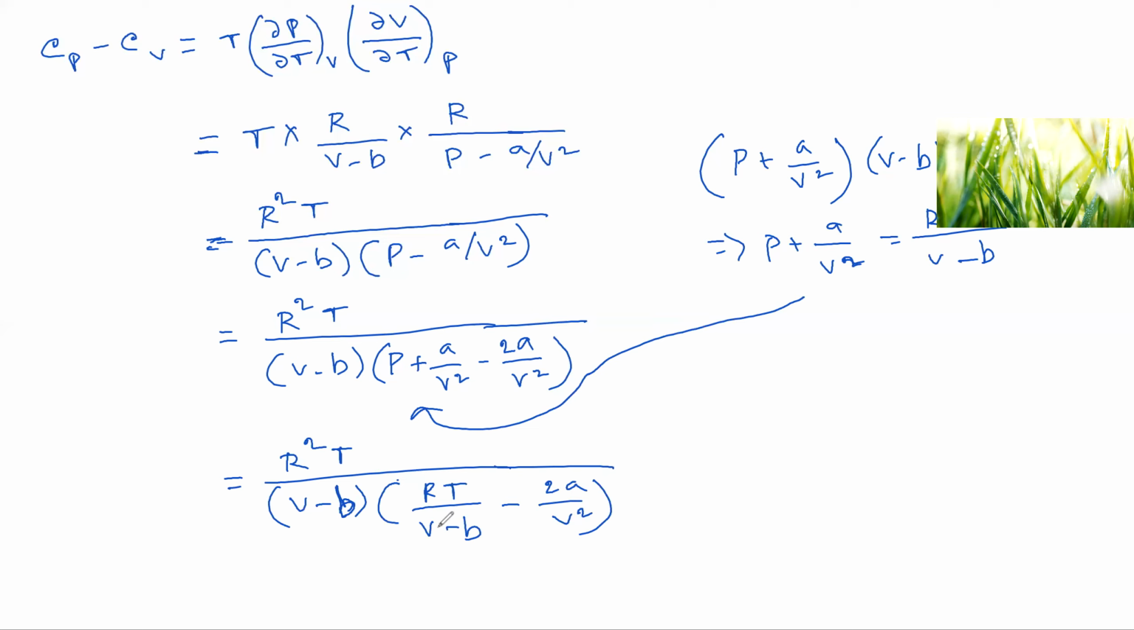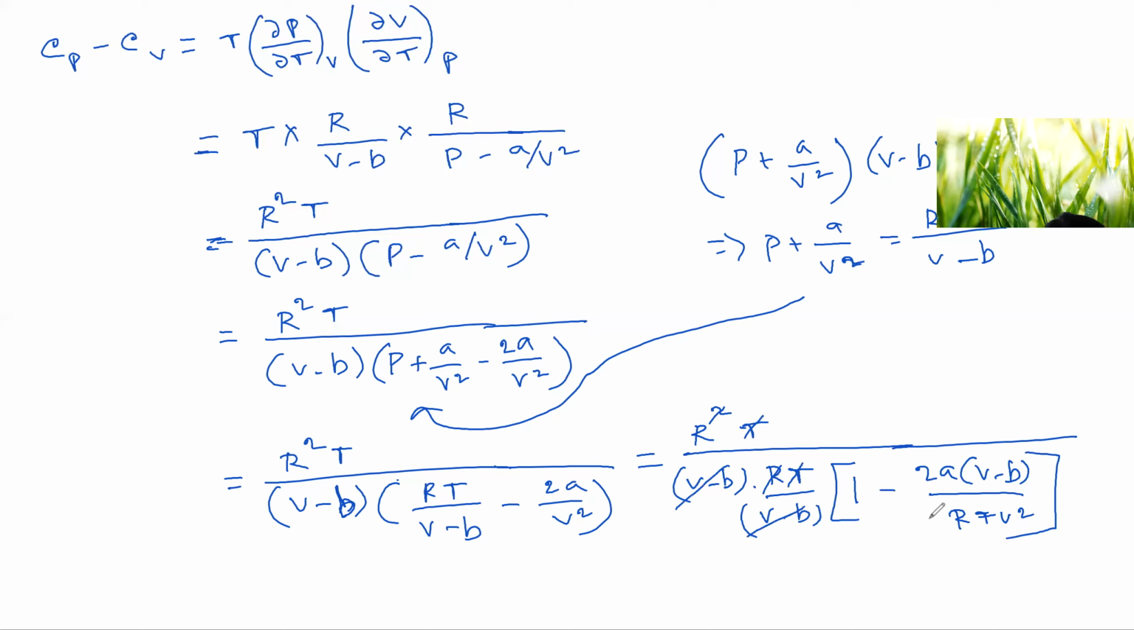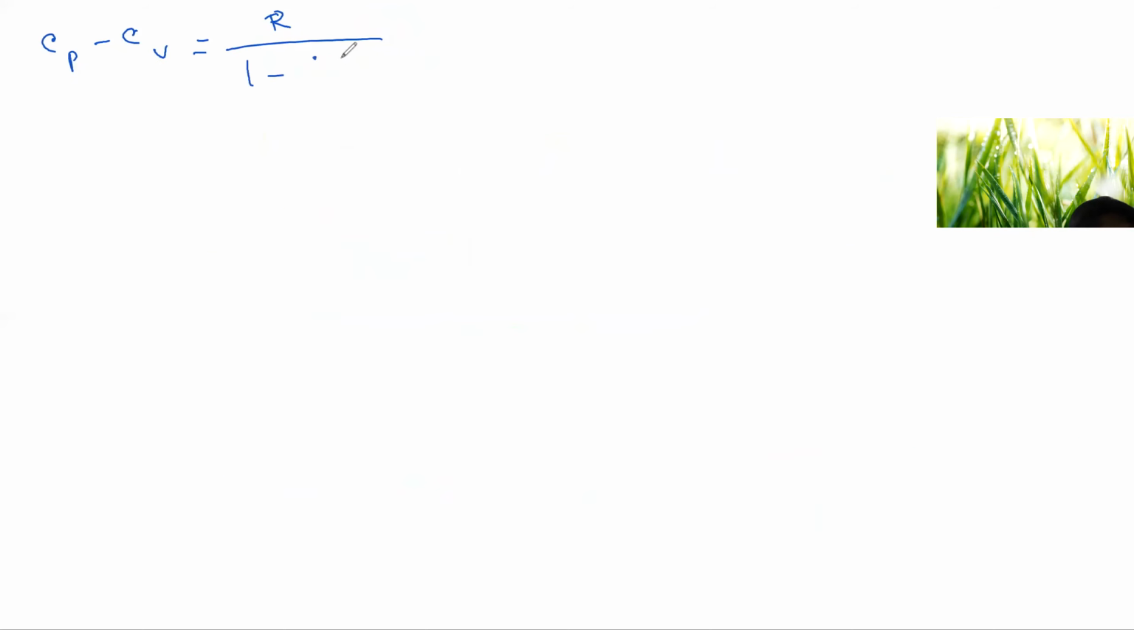So now we will take this in common. So R square T by V minus b, RT by V minus b, we'll take this in common. So we can write 1 minus 2a into V minus b by RT V square. Okay. So now we can cancel this term, and also we can cancel R and T over here. So this will be equal to, let me write in the next page, Cp minus Cv is equal to, what was that? R by 1 minus 2a V minus b over RT V square.